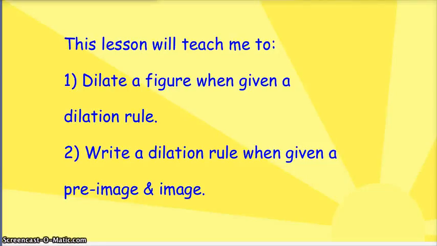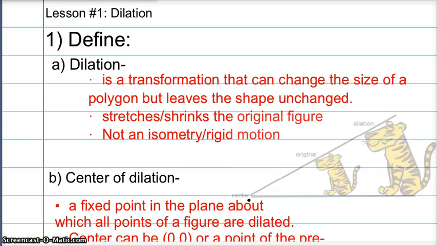This lesson will teach me to dilate a figure when given a dilation rule and write a dilation rule when given a pre-image and image. Dilation is defined as a transformation that can change the size of a polygon but leaves the shape unchanged. It stretches or shrinks the original figure, and it is not an isometry or a rigid motion, because an isometry or a rigid motion are defined as something that does not change the shape.